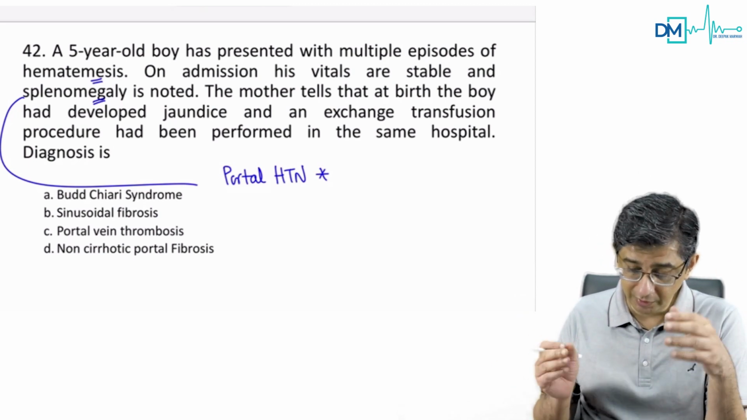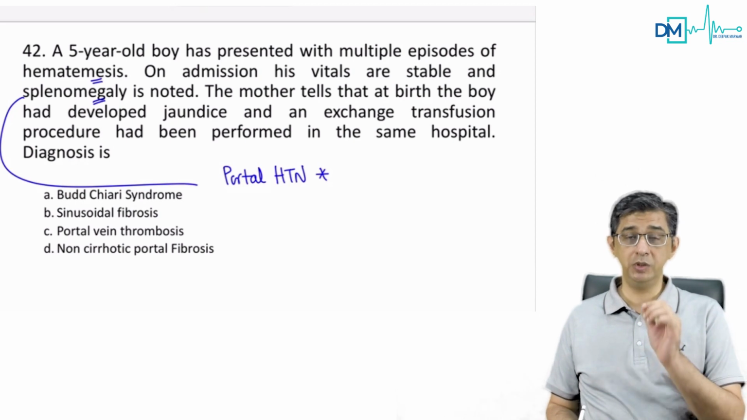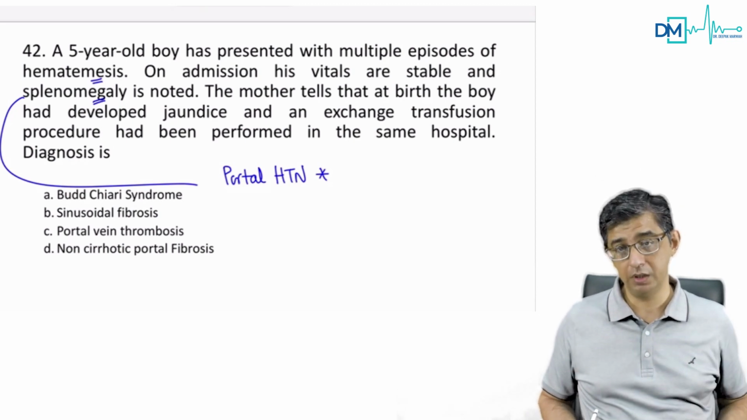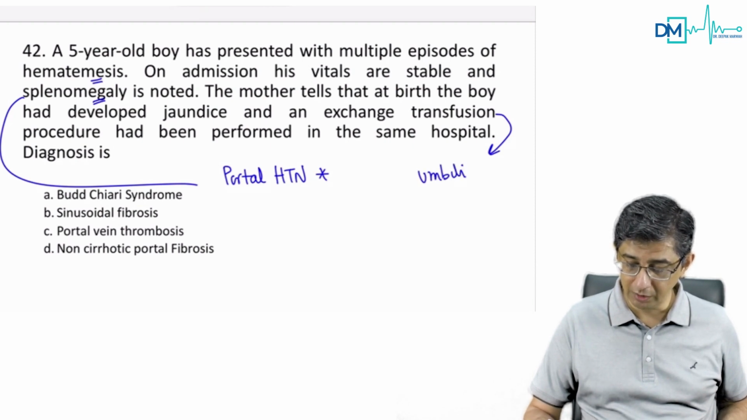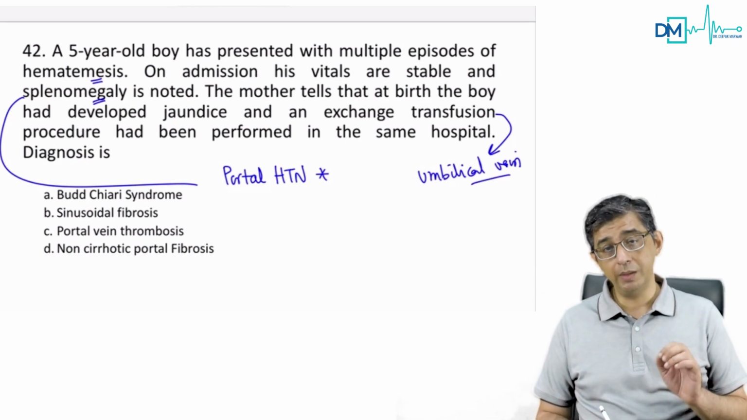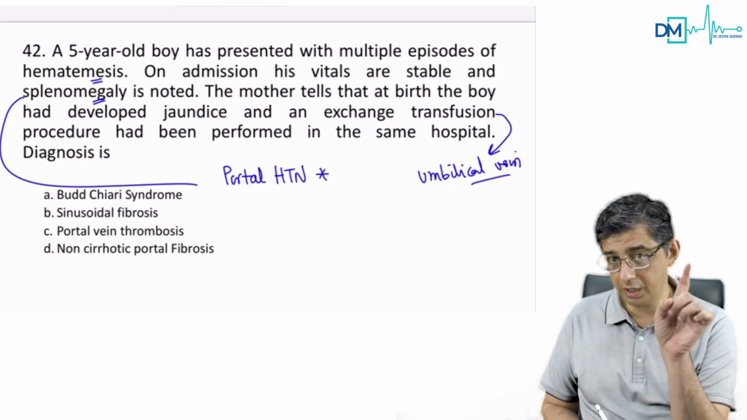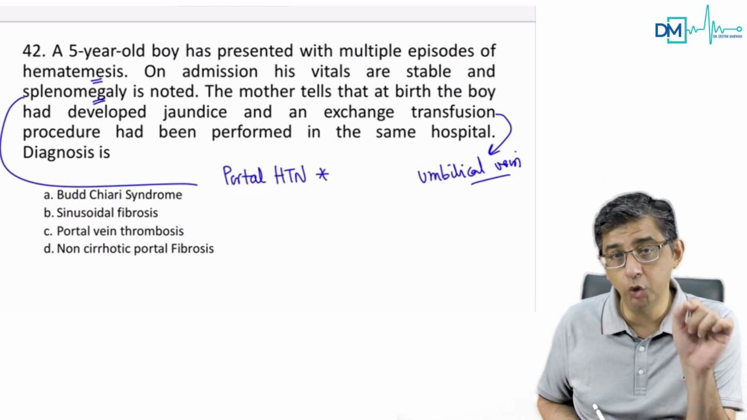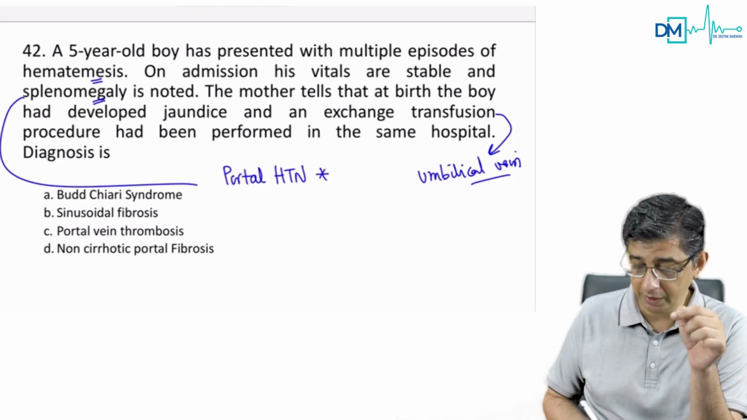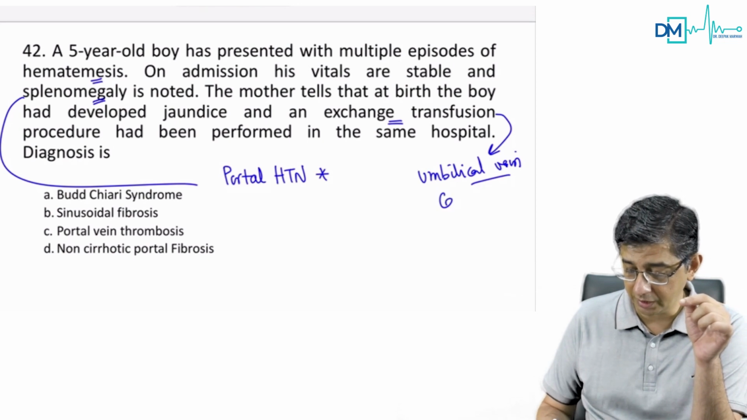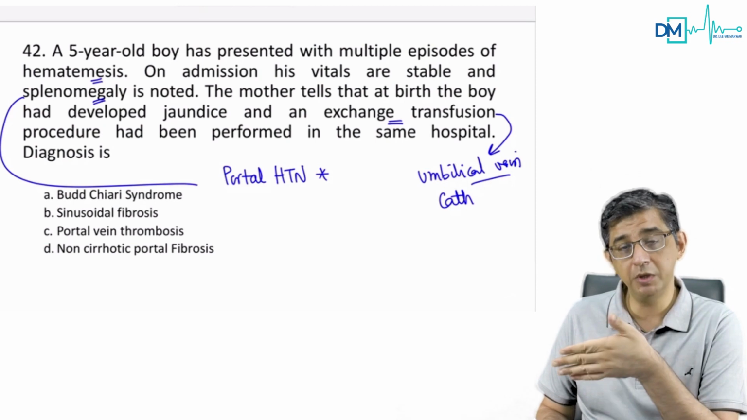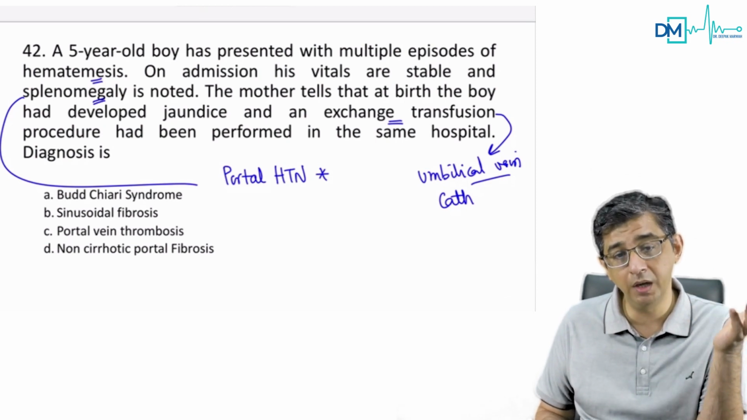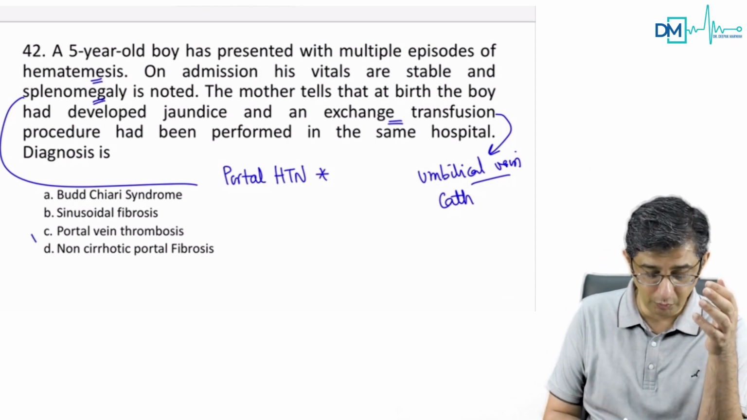Now the mother is giving a very interesting history. She says at birth the baby had jaundice and exchange transfusion was done. And how do you do exchange transfusion? Exchange transfusion is done via umbilical vein catheterization, and the umbilical vein joins which vein? Portal vein. So what I'm saying is, when this 5-year-old boy was a newborn baby, because he underwent an exchange transfusion and umbilical vein catheterization, it can result in thrombus formation, and the thrombus formation gradually will obstruct the portal vein. So this patient is actually having a portal vein thrombosis.